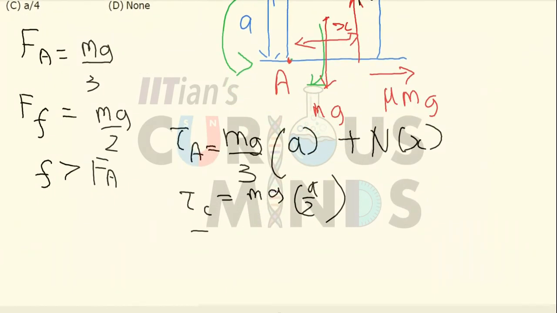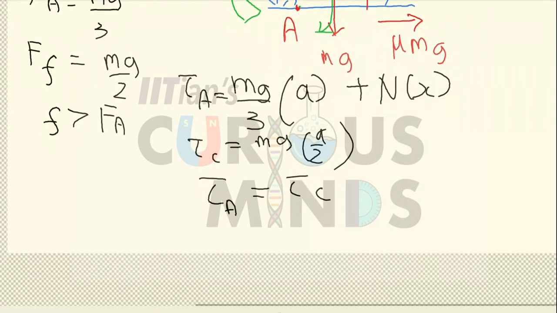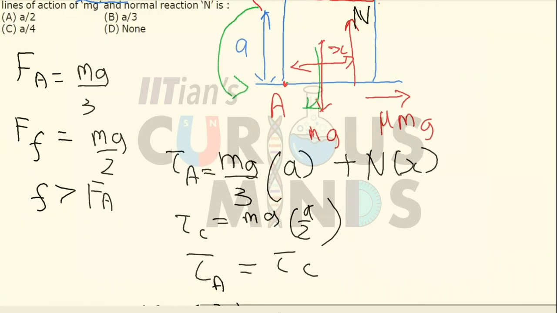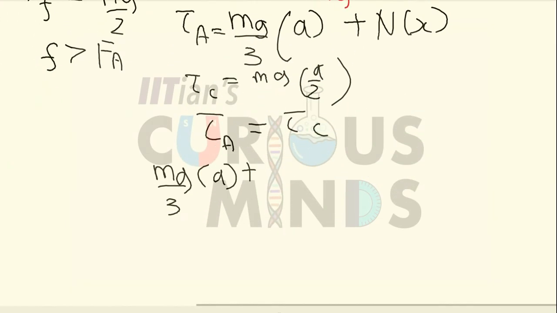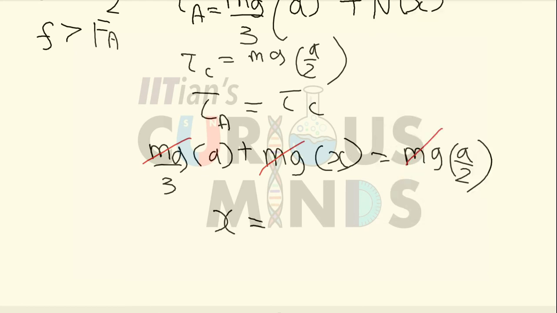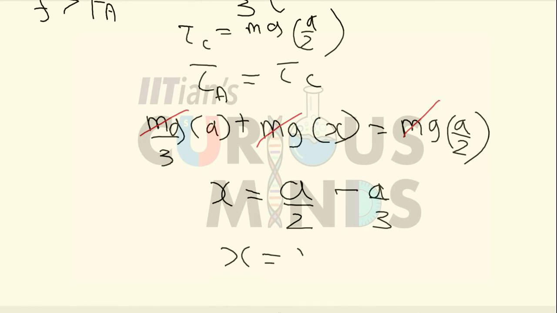In the equilibrium position, the torque produced in the anti-clockwise direction will be equal to the torque produced in the clockwise direction. So the anti-clockwise torque is mg by 3 into A plus the normal force, which will balance the vertical force and is equal to mg, into the perpendicular distance x, which will be equal to mg A divided by 2. So mg and mg get cancelled out, and x plus A by 3 will be equal to A by 2. So basically x over here will be equal to A by 6.